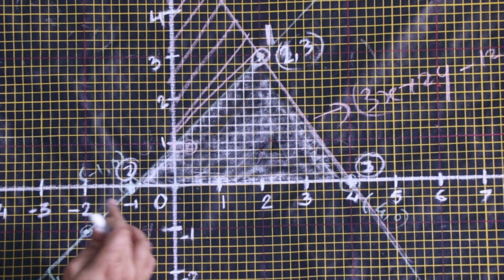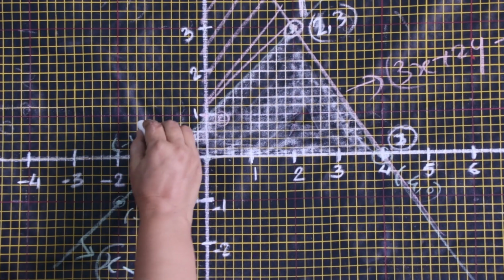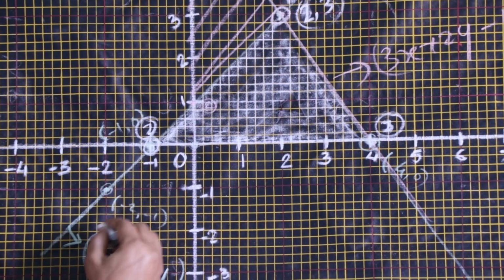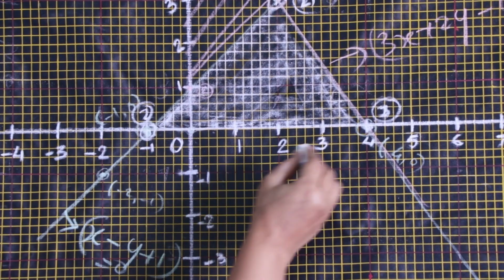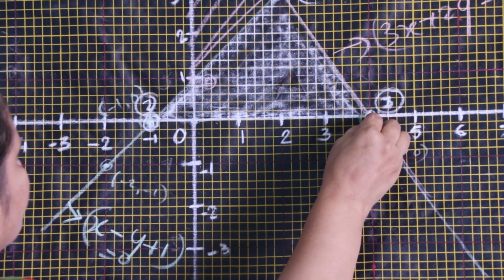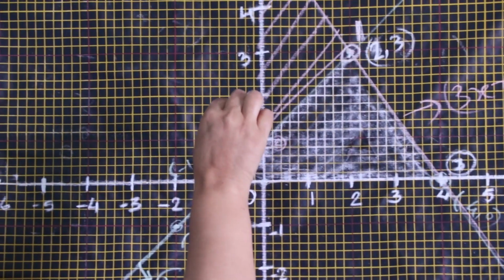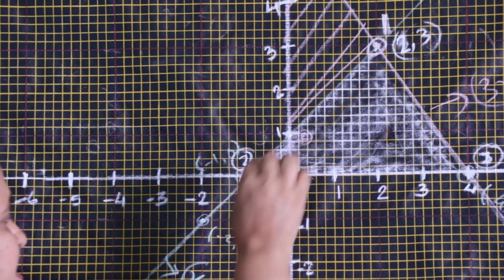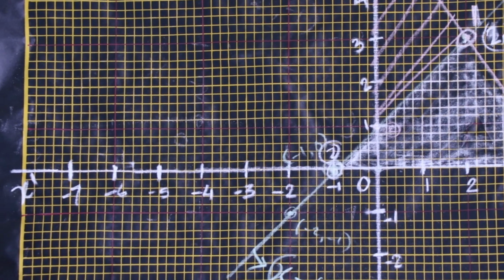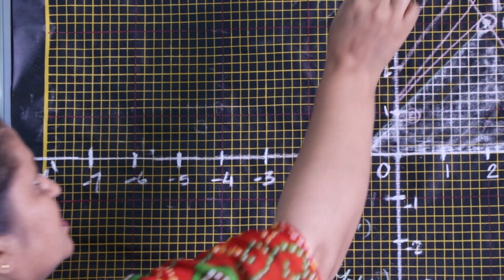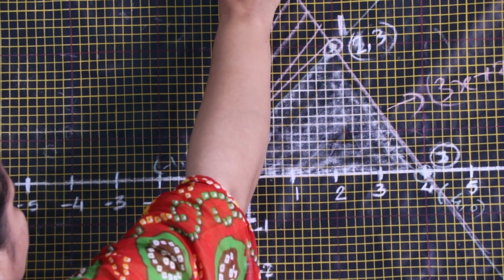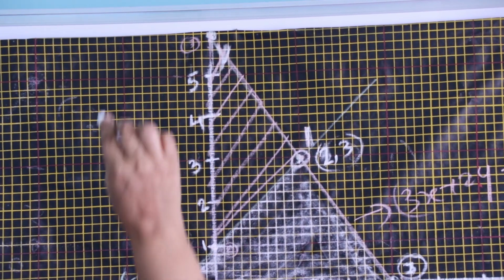-1, 0. Since the point is on x-axis, y value should be 0. If you are asked to mark this vertex, write it as -1, 0. This is 3, 0. And what about this? This is 0, 1, because for a point on y-axis, x value will be 0. For a point on x-axis, y value will be 0. What is the value of this now? 0, 6. These are the vertices. Depending on the question, you can answer.